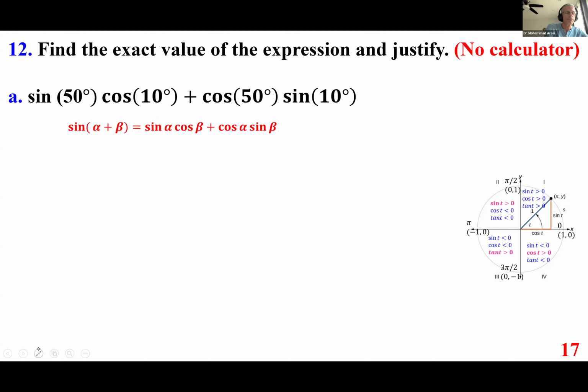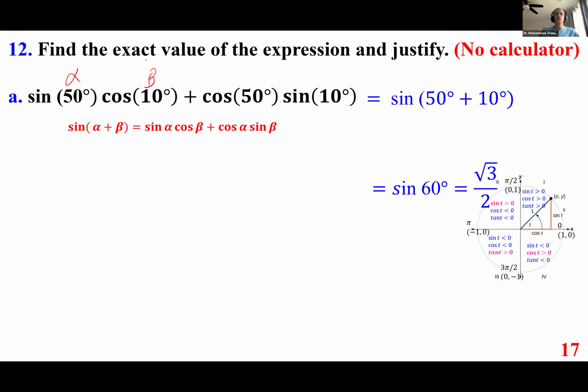So this is your alpha. This is your beta. That's the idea. So you add them up. You get sine of 60 degrees, and that's square root of 3 over 2.